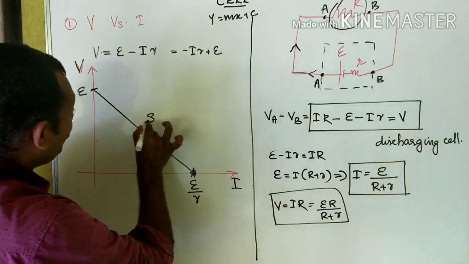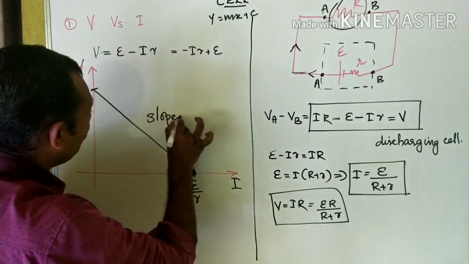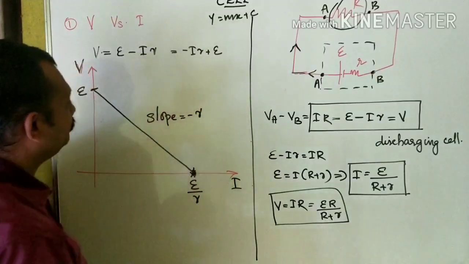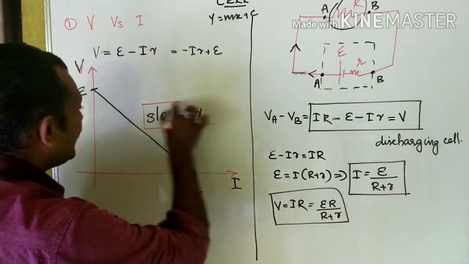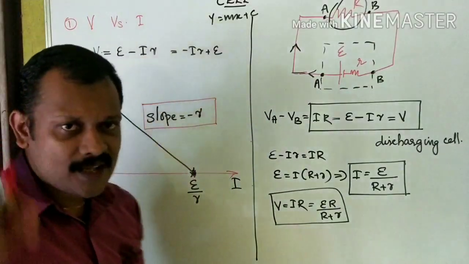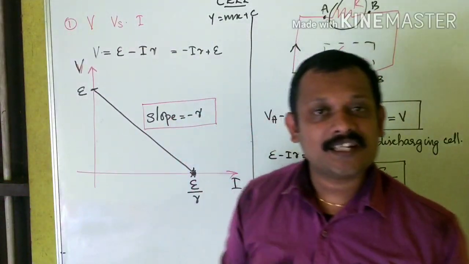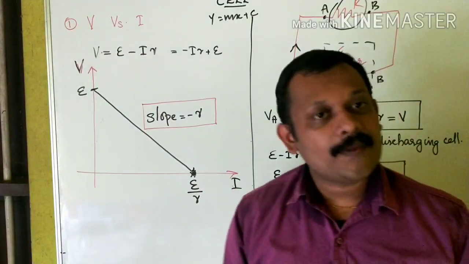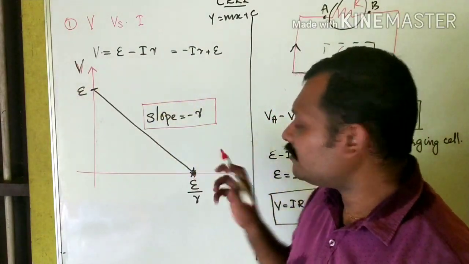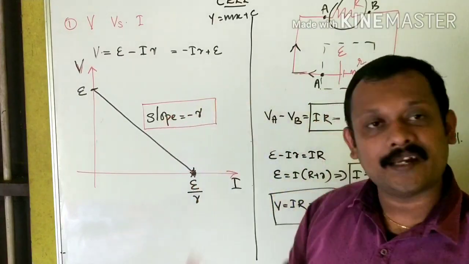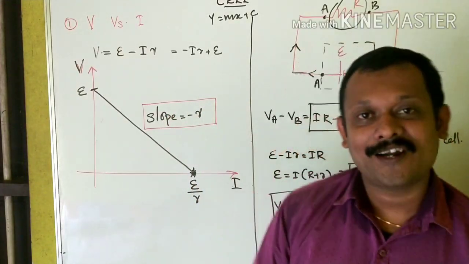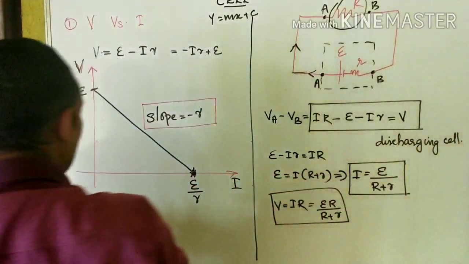And please understand one more thing, that the slope of this graph is minus r. The magnitude of the slope will be r. Then you may be asking the question, sir, can the resistance be negative? Resistance cannot be negative, but the slope will be negative only. The slope of this graph is negative, which means the negative quantity is equal to minus r, or I am getting r as a positive quantity. This is one graph you have to understand.